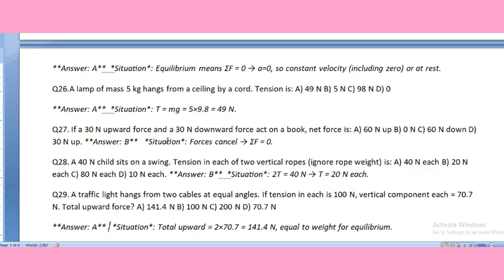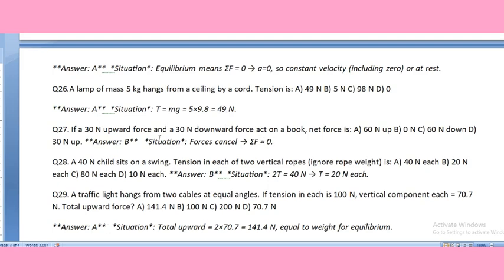Question number 27 says that if a 30 Newton upward force and 30 Newton downward force act on a book. According to this, 30 Newton acts upward and 30 Newton acts downward. The net force is choice A, 60 Newton, choice B, 0 Newton, choice C, 60 Newton downward, choice D, 30 Newton upward. From the given, we have equal forces which act in opposite directions. So the forces cancel with each other.